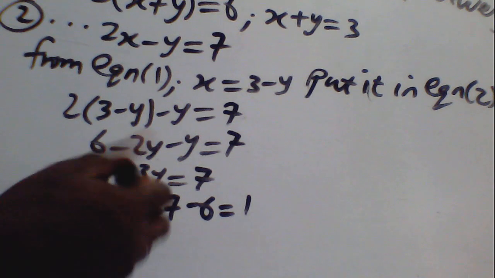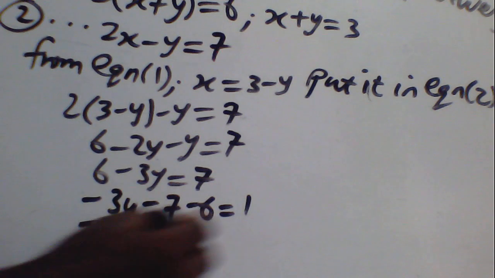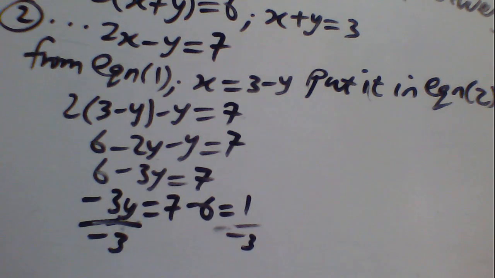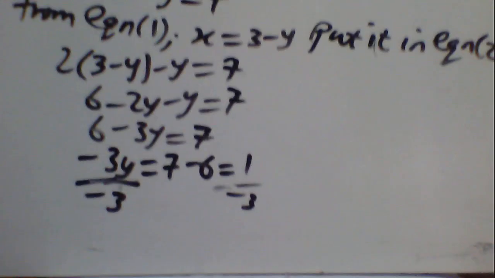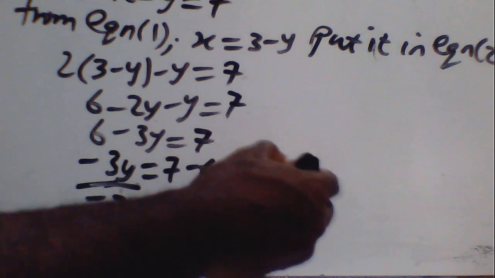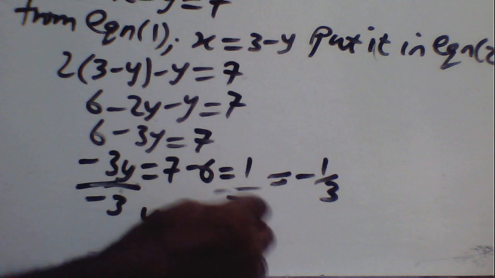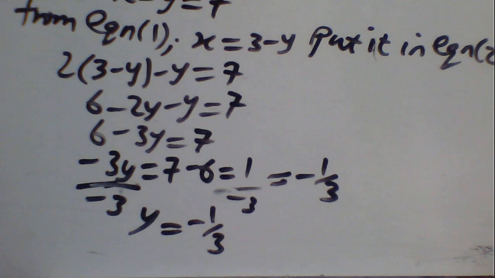Divide both sides by minus 3 to make y the subject. If you divide both sides by minus 3, this will give us y is equal to minus 1 over 3.